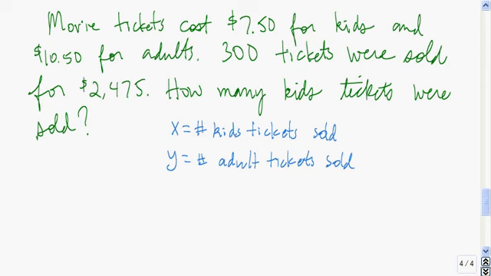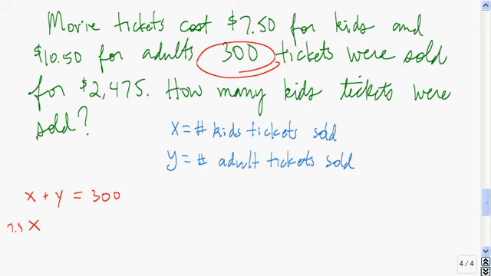Okay, next we can set up two equations. We know that there were 300 tickets total sold. That means if we add the number of kids' tickets to the number of adults' tickets, we get 300. We also know that from that sale, the movie theater took in $2,475. So for each of those X kids' tickets sold, the movie theater got $7.50.